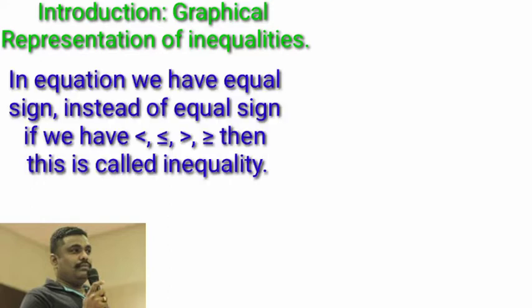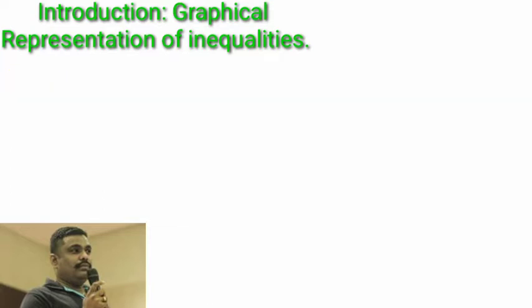In the equation we have an equal sign. Instead of the equal sign, if we have less than or equal to, or greater than or equal to, that is an inequality. For an equation, we may have a straight line. But in the case of an inequality, it represents a region. For example, x equal to 0 represents the y-axis.